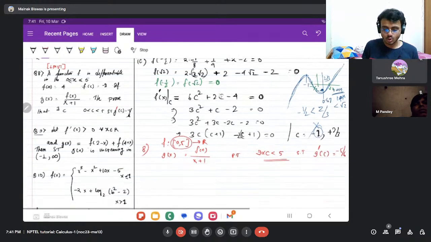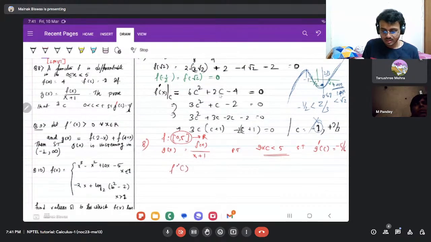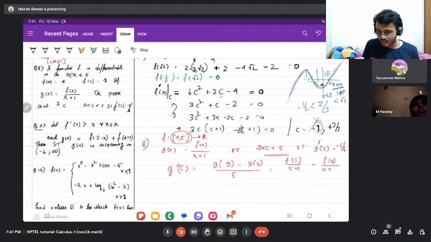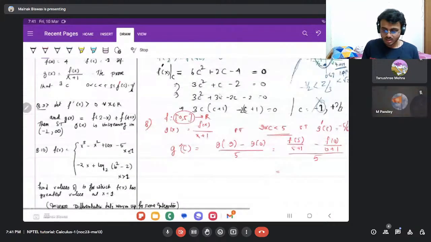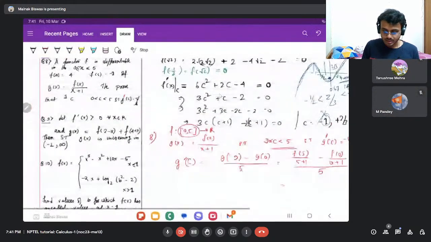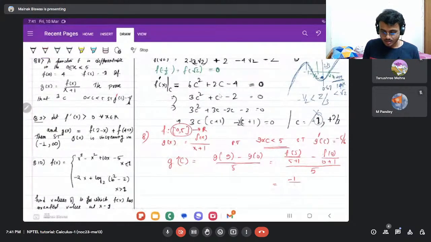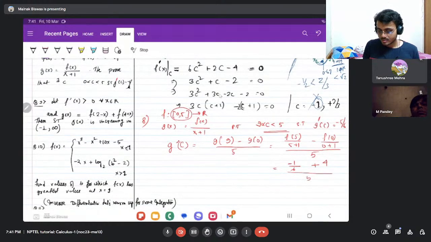So if you just use mean value theorem, g dash of c is g of 5 minus g of 0 by 5, right, which is equal to f of 5 by 5 plus 1 minus f of 0 by 0 plus 1, all by 5. Now f of 5 is given to you, that is minus 1 by 6. F of 0 is given to you, that is 4 by 5.